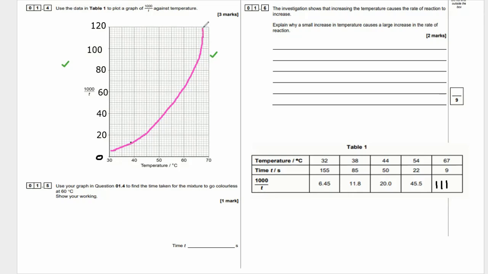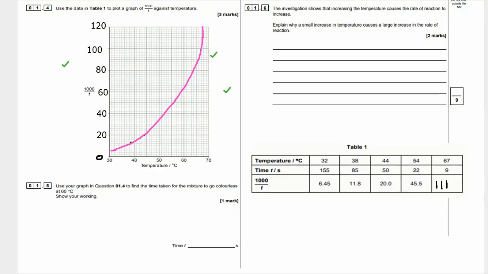Now, again, they allow some leeway. They will allow you to miss those points by 1 small square. You can see here, I've missed this second point at the temperature of 38, but it doesn't matter because I'm within 1 small square of the line. Obviously, my points have disappeared, but we know they were roughly in the correct place. So that's all 3 marks for the curve.